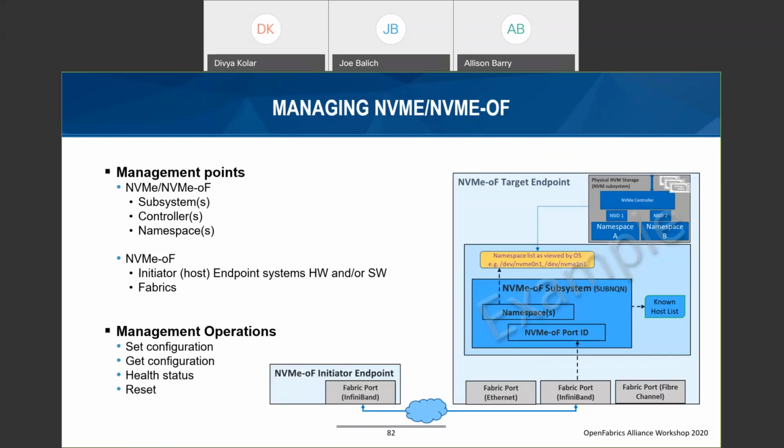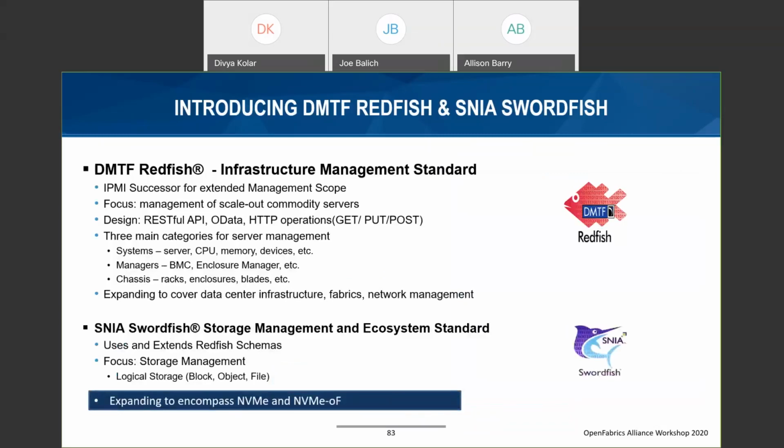And if we go to the next slide, which is really the introduction to DMTF Redfish and SNIA Swordfish. Well, Redfish is really an infrastructure management standard. It's a successor to IPMI for extended management scope. It focuses on management of scale-out commodity servers using RESTful APIs, OData, and the get, put, and post HTTP operations. The main categories for Redfish server management are systems, managers, and chassis. It manages servers, CPUs, memories, devices. It manages the BMCs, the enclosures, and it manages the chassis, the sheet metal, really, the racks, the enclosures, the blades, that sort of thing.